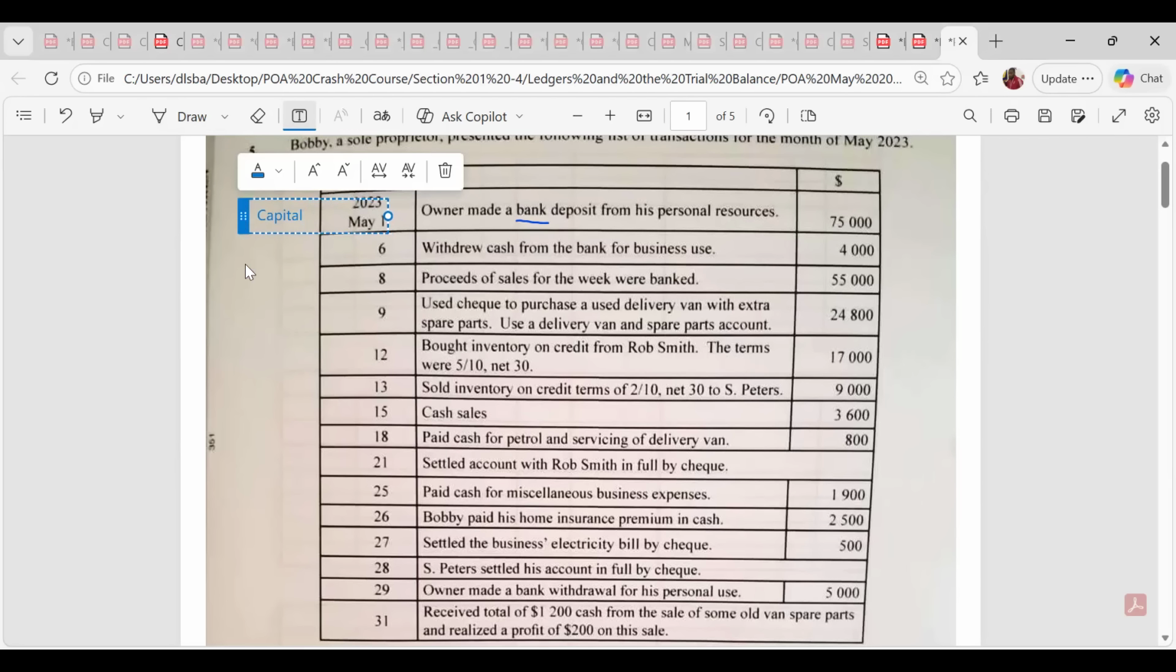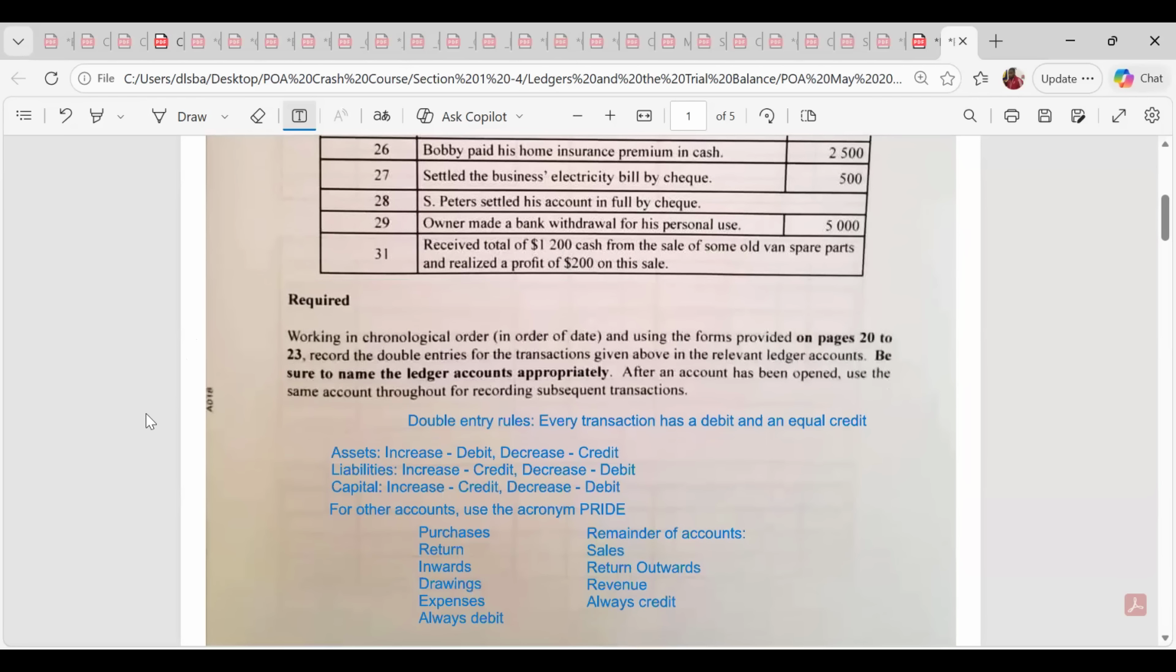Now, do we have more money in our bank account or less money in our bank account? More. And when assets increase, you debit. Automatically, if we debit our bank account, what are we going to do to cash? Credit. Correct. But let's look at the rule. Did we invest more capital or less capital? More. And when capital increases, what do we do? Credit. So you see it fits.